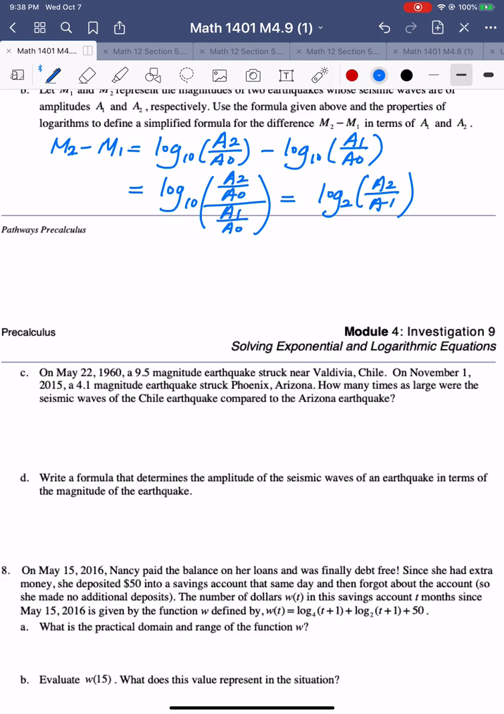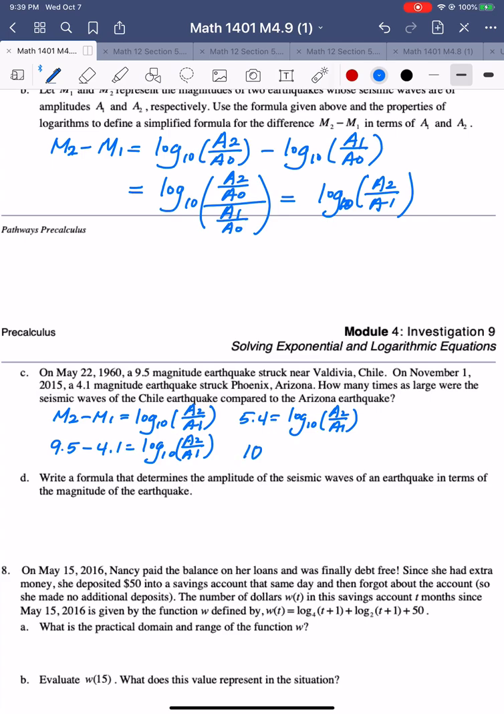So what I do is I'm going to do M2 minus M1, which is log base 10 of A2 over A1. One of the earthquakes had magnitude 9.5, and the other one is 4.1, so that's log base 10 of A2 over A1. 9.5 minus 4.1 is 5.4, equal to the log base 10 of A2 over A1, and then change to the exponential form: 10 to the power of 5.4 equals A2 over A1.